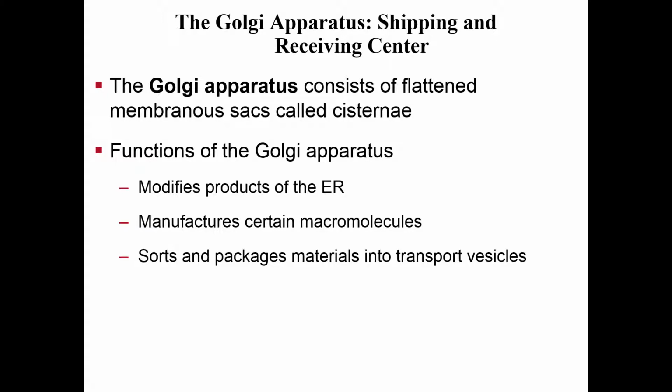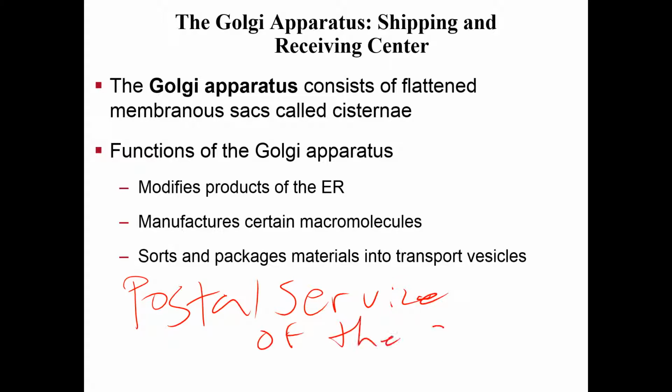Alright, so the Golgi Body, or Golgi Apparatus. Think of this as the postal service of the cell. It's one big post office. This is where you have your molecules that are synthesized, and they're transported to the Golgi Body, specifically your proteins. And they get sent to the Golgi Body.